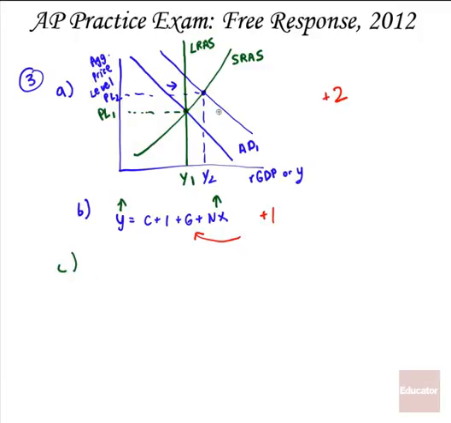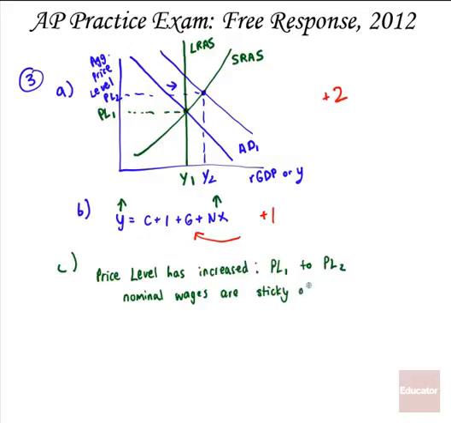Well, you take a look at this here. Price level has gone up, has increased. So the price level has increased from PL1 to PL2. Nominal wages, in the short run, we know that nominal wages are sticky, or fixed, meaning that they're not very flexible. So as a result, wages stay the same, price level goes up, and so the real wages, obviously, will fall. They're going to go down.